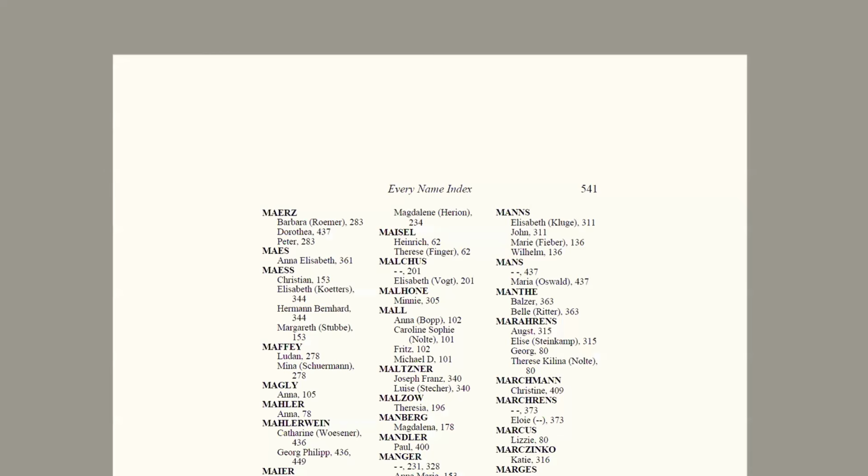And in the index, we can see the index to one of these Cincinnati volumes, we can see William Manns with his German given name spelling of Wilhelm.